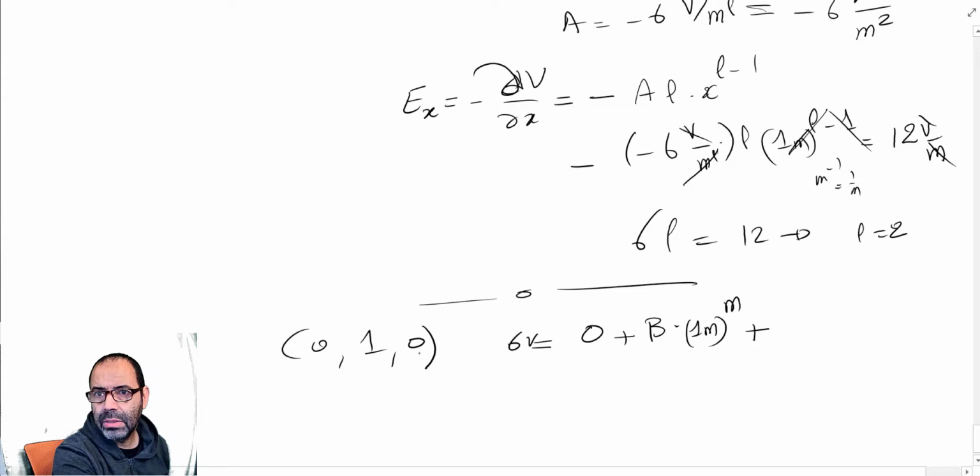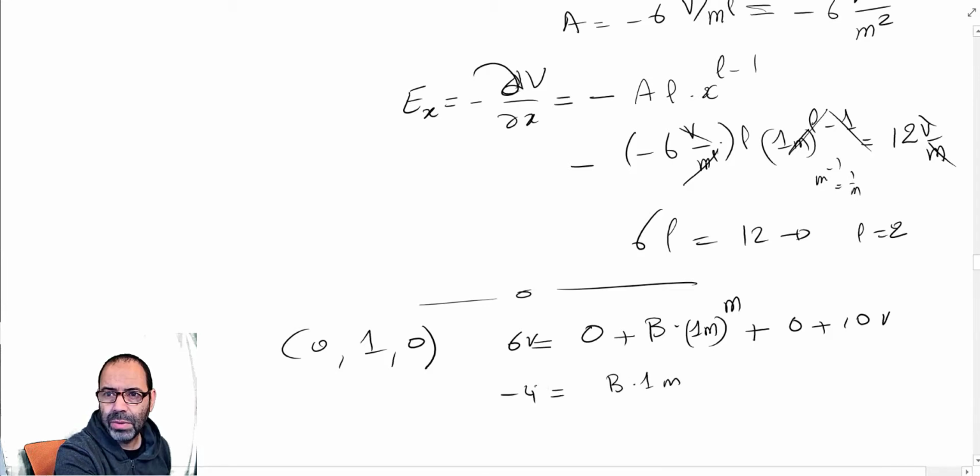Plus, again, 0 for C, so it's 0. Plus D, which is 10 volt. If I move 10 to the other side, I'm going to find negative 4 is equal to B times 1 meter. This is volt, by the way, to the power m. So that means that B is equal to negative 4 volts per meter to the power m.